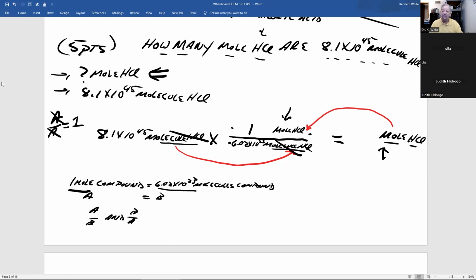So now I can happily, well, you can do it any way you want. Hopefully it is happily. Clear my calculator. I have 8.1 EE 45, which is times 10 to the 45th, divided by Avogadro's number, 6.02 EE 23, times 10 to the 23rd. Hit enter, and my calculator gives me this number.